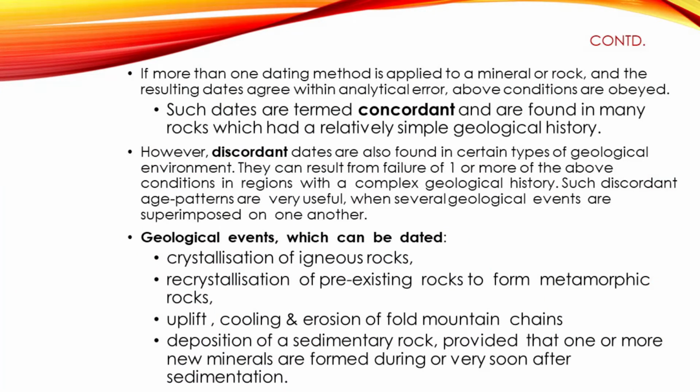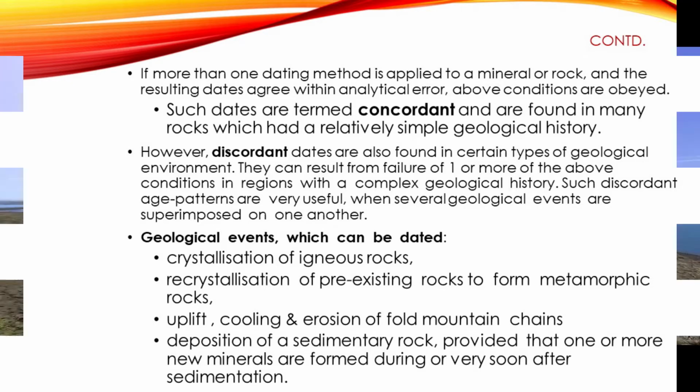Now, when more than one dating method is applied to a mineral or rock and the resulting dates agree within analytical error, the above conditions are clearly obeyed. Such dates are termed concordant and are found in many rocks which had a relatively simple geological history. However, discordant dates are also frequently found in certain types of geological environment.